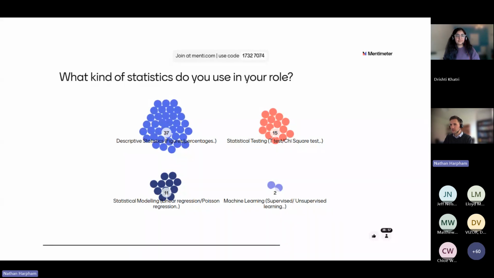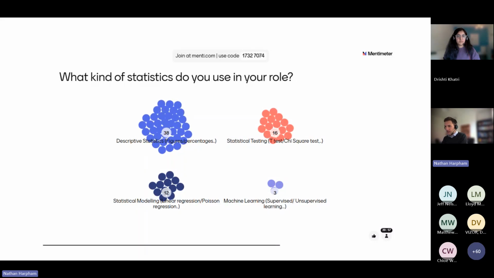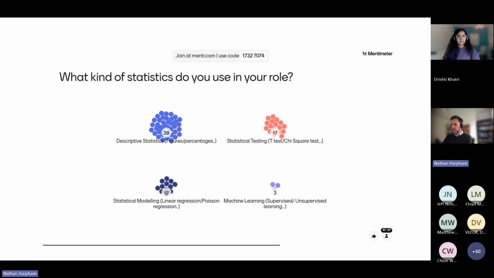Yeah, most of you are involved in stats, in presenting figures and percentages and that kind of thing. Some of you have moved into stats testing, even stats modeling. A few of you have used machine learning, which, as I said before, we're not going to unfortunately cover in this session, but certainly a lot of the principles are still relevant. So in this one, we're going to talk about mainly descriptive stats and then the principles surrounding stats testing and stats modeling, and some of the key things that we ought to be aware of in interpretation and that kind of thing.